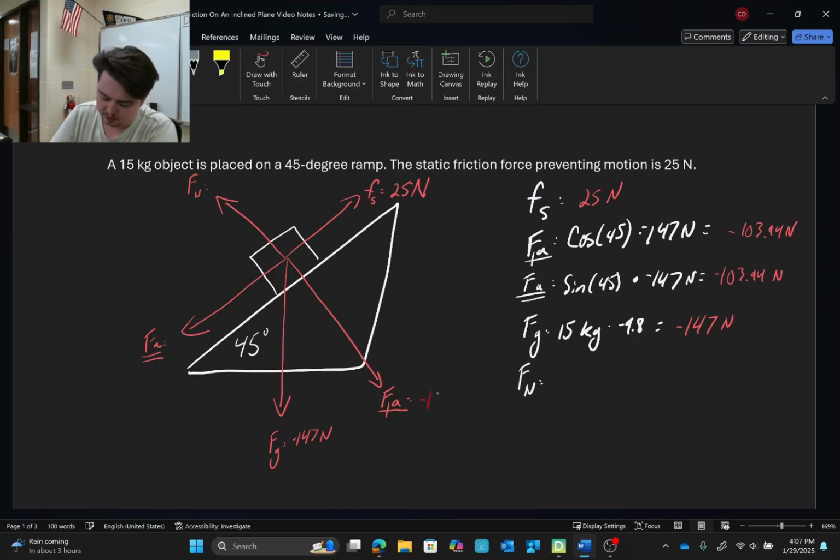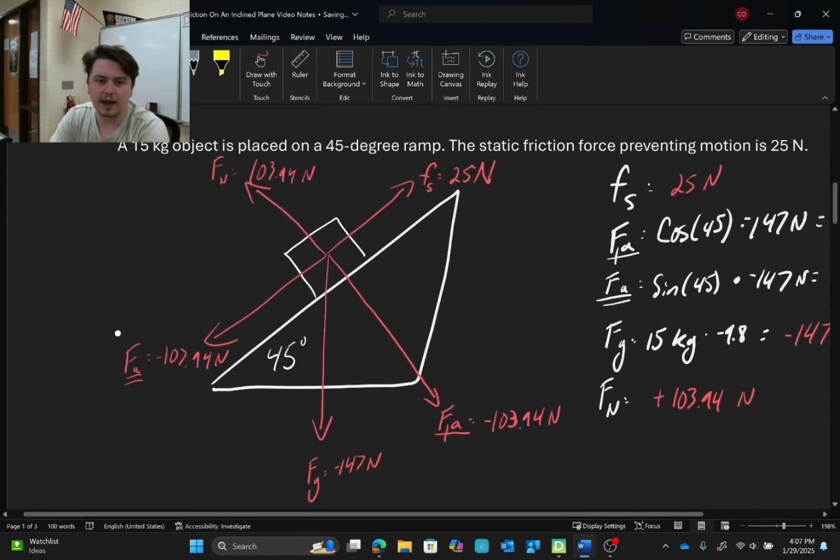All right, so we have negative 103.94, and force applied parallel equals negative 103.94 newtons. So we know what our normal force is going to be because it's going to be equal and opposite to our applied force. So it's going to be 103.94 newtons. And there we go. Easy money right there. So we have positive 103.94. I know I didn't write negative, but I just like to dictate that.